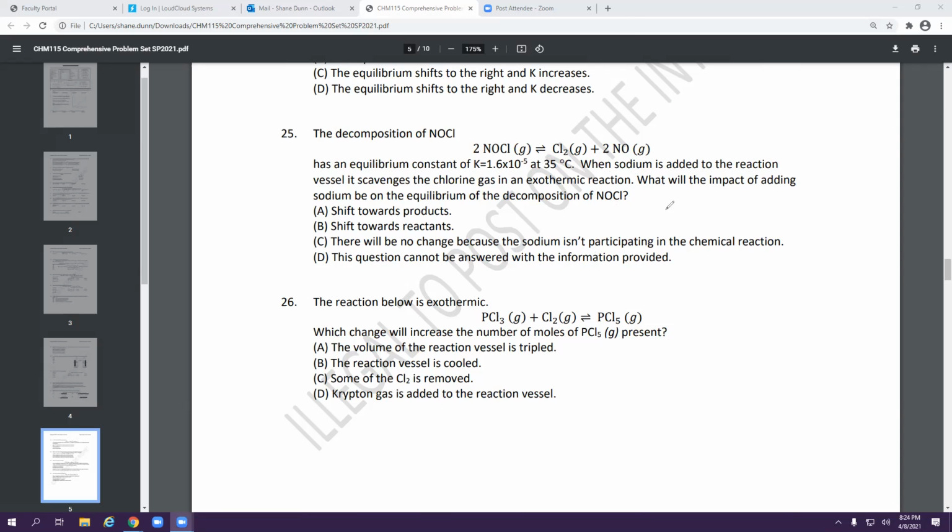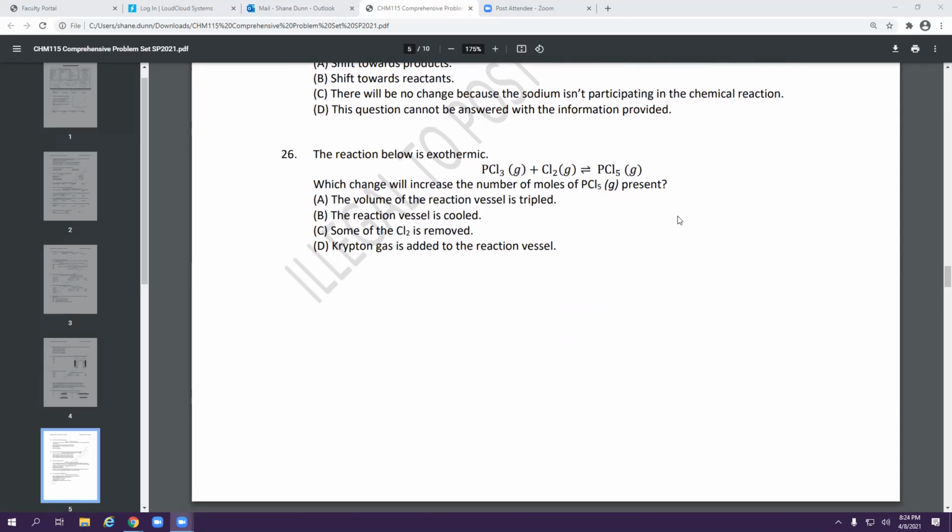Okay, 26 is a bit weird. I don't like it, but we're going to deal with it. So the reaction below is exothermic. If I tell you your reaction is exothermic or endothermic, you need to enter in yourself where heat goes. And heat's going to go in the product side. So what change will I see if I increase the amount of moles of the phosphorus chloride gas?